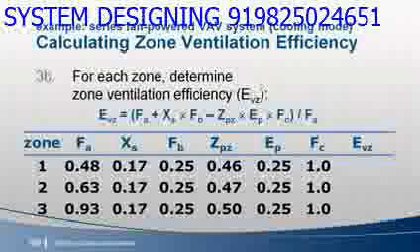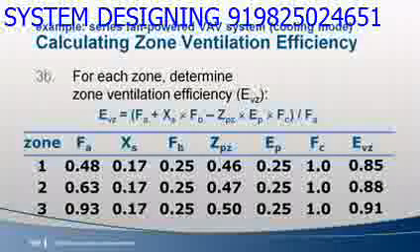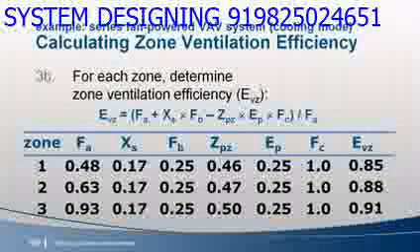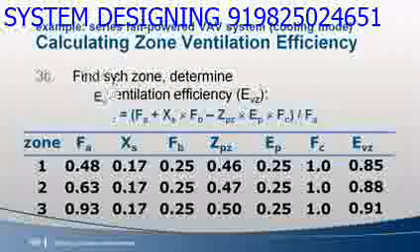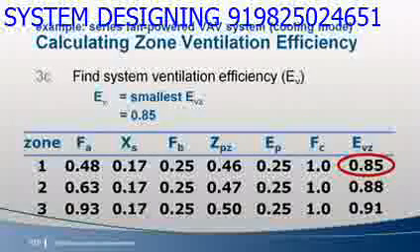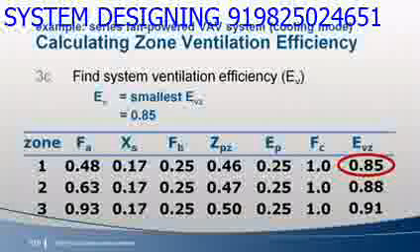Here, with these new variables all figured out, we can now complete step 3b and calculate the ventilation efficiency for each zone. Solving this equation in our example, we find a zone ventilation efficiency of 0.85 for zone 1, 0.88 for zone 2, and 0.91 for zone 3. In step 3c, system ventilation efficiency is then equal to the worst case or lowest zone ventilation efficiency. That's 0.85 in our example, the efficiency for zone 1.